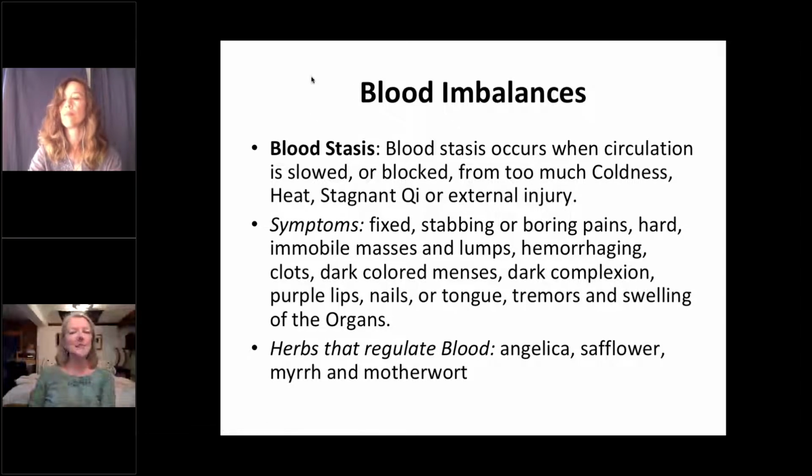Dark, even purplish discoloration indicates blood stasis. Could be on the tongue. It could be the sublingual veins under the tongue. It could be spots in different places on the tongue. It could be the whole tongue body looks slightly purplish. You could have different places in the complexion or on the skin that have that kind of dark purplish discoloration. Purple lips, nails, tongue, tremors, and swelling can all occur from blood stasis too.